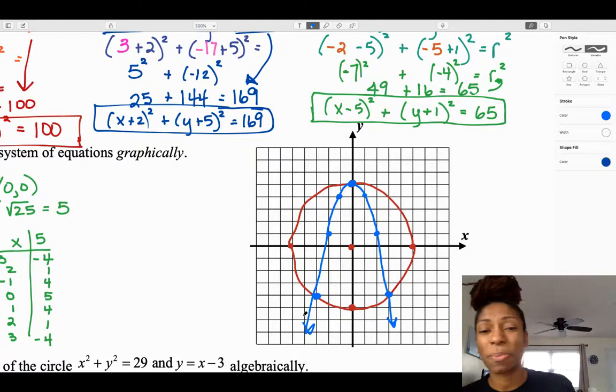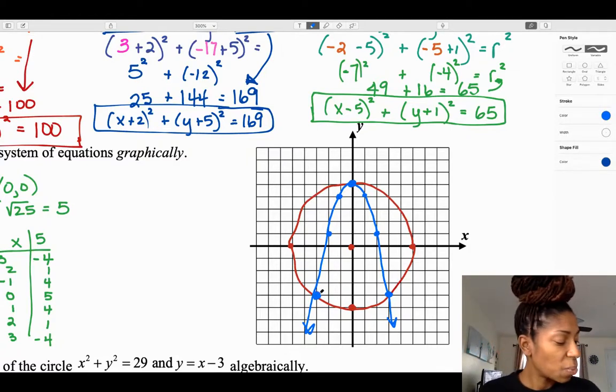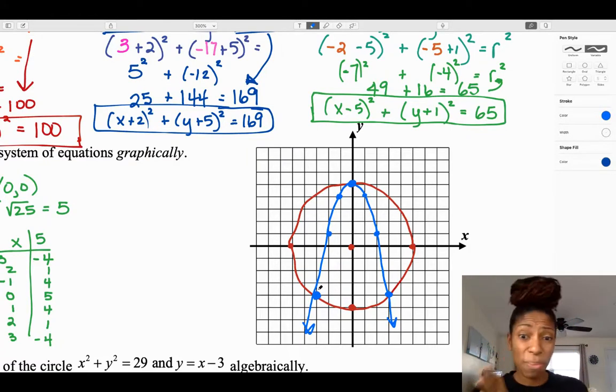Correct your mistakes, people. Don't just let it go. You notice something's weird, it probably is weird. You notice something's off, probably is off. Go back and fix it.